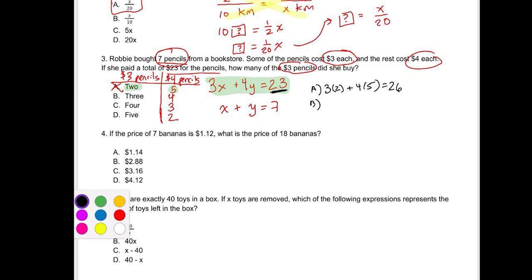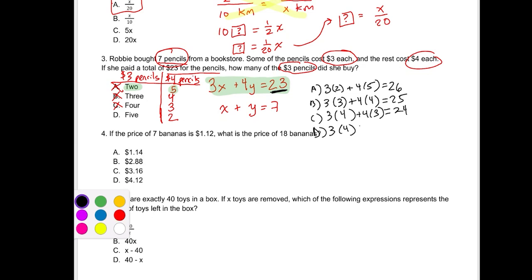Okay, choice B says that there's 3 of the $3 pencils and 4 of the $4 pencils. 9 and 16 is 25. Again, this is not going to be correct, so the answer can't be B. For C, 3 times 4 plus 4 times 3 is going to be 24. You might be noticing a pattern here with these answer choices, and that pattern is going to continue. So it's not going to be C.